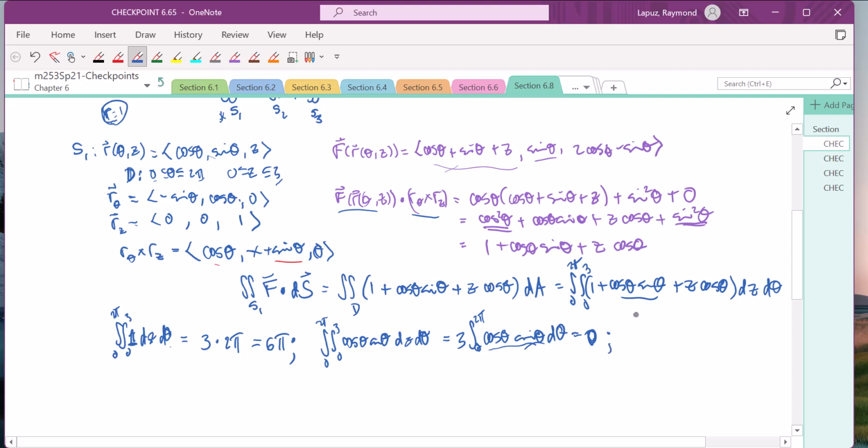And the same is going to go for this last one. So a double integral is 0 to 3, 0 to 2 pi of z cosine theta dz d theta.